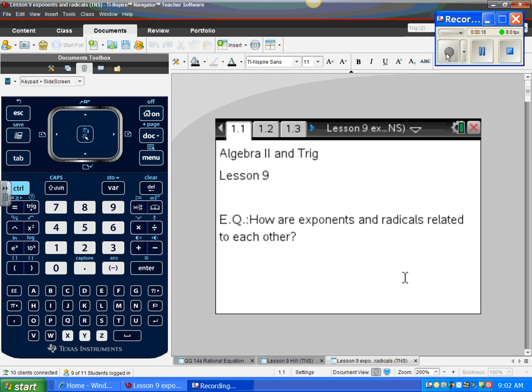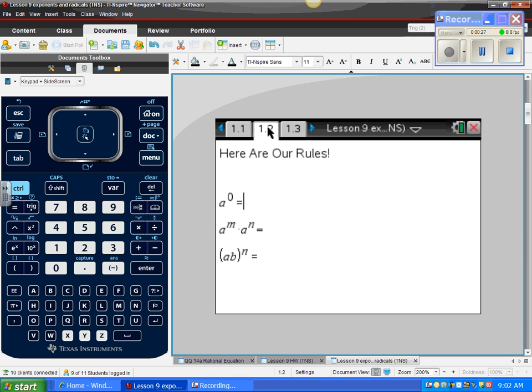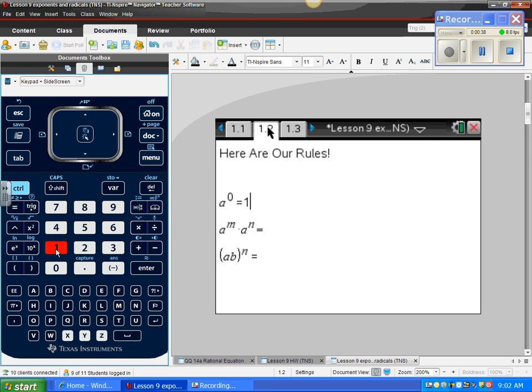So first thing we have to do is go over all of the exponent rules. There are a whole bunch of them that I'm hoping you guys remember from 9th grade. Okay, you ready? A to the 0 power. 1. Anything to the 0 power is 1.